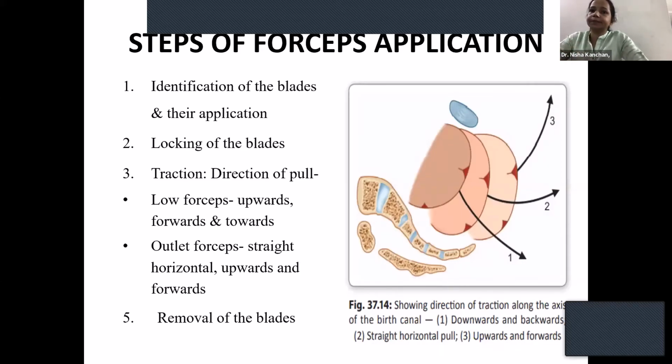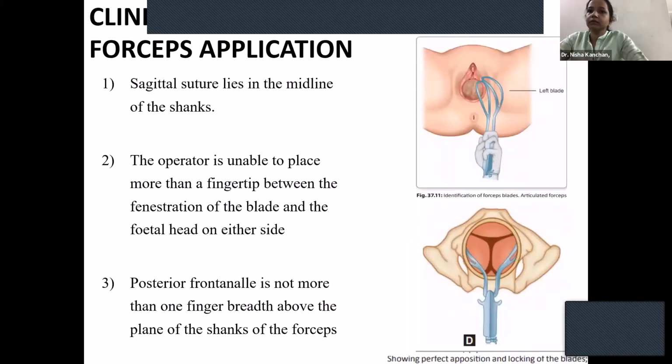Next slide, please. So clinical checks to say that you have applied the forceps correctly. The sagittal suture is in the midline of the shanks. If you see the picture, it is exactly in the middle of the 2 blades, in the midline of your shanks. Can you see the shank and the handle? The line on the handle should correspond to the sagittal suture. And the operator is unable to place more than a fingertip between.